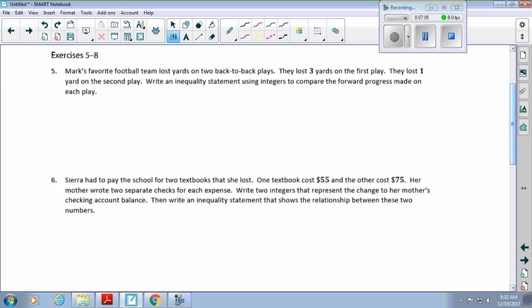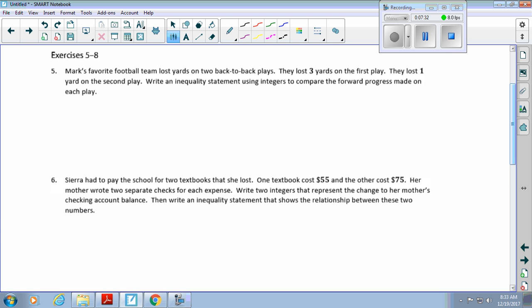So it says, Mark's favorite football team lost yards on 2 back-to-back plays. They lost 3 yards on the first play. They lost 1 yard on the second play. Write an inequality statement using integers to compare the forward progress made on each play. All right, let's read that again. When you see something that needs to be underlined, please raise your hand and we'll underline it, okay?